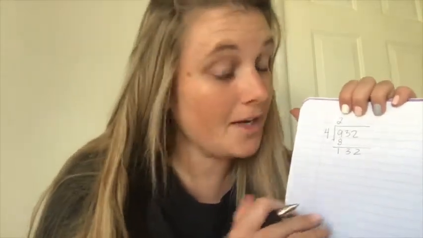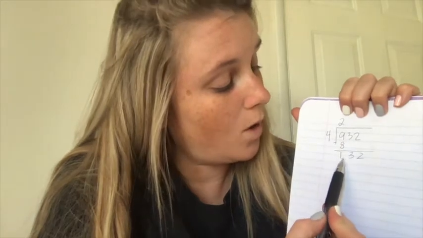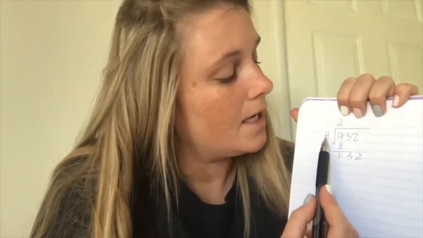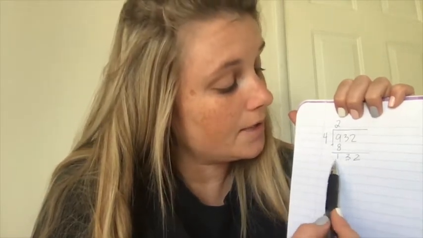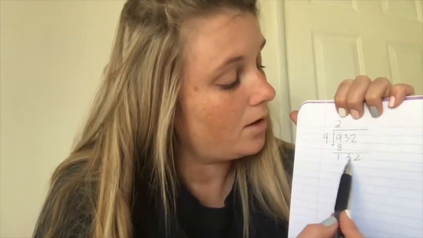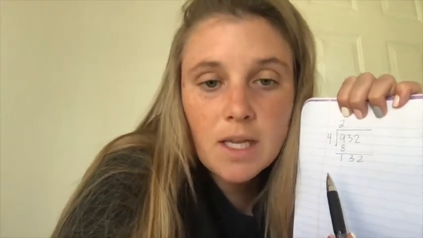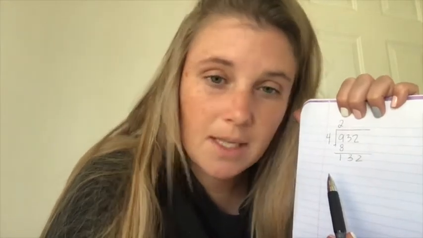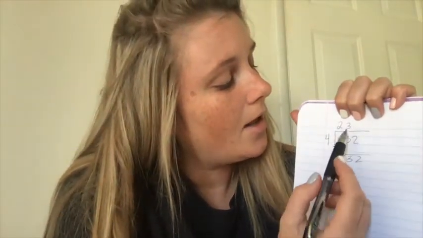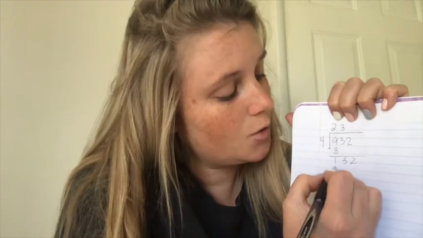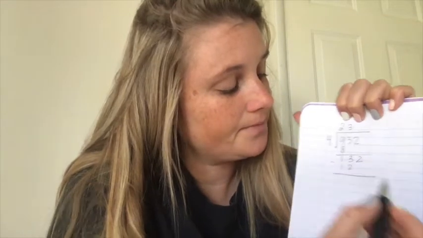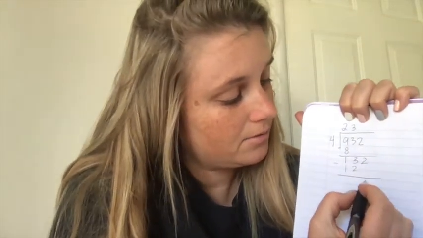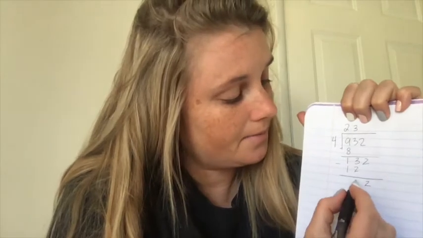Okay, start over, divide. Can 4 go into 1? No, 1 divided by 4, no. Can 4 go into 13? Yep. So 4 goes into 13. Or 13 divided by 4 is how many times? It's not going to go evenly, but it can go into 12. How many times can it go into 12? 3 times. So let's put the 3 up here. 3 times 4 is 12. Next, subtract and bring down. Bring this 2 down. 3 take away 2 is 1.